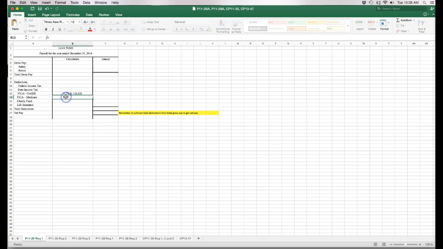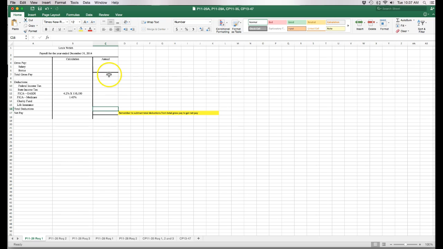Now, FICA Medicare is 1.45%, and that's going to be on the full amount, the total gross pay. So there's no max on that. Whatever the total gross pay is, you calculate 1.45% on that. The charity fund is given to you as 1% of the total gross pay. And then life insurance is $5 a month. So you want to calculate that out for the entire year. And that would bring you to your total deductions.